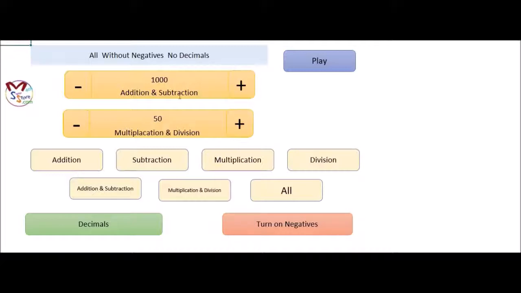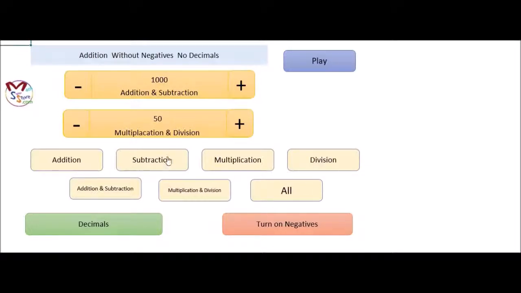Once we've selected the values of the addition, subtraction, multiplication, and division, we can choose addition. It tells you up here, addition without negatives and no decimals. I want decimals, so it's got decimals in now. I can turn on negatives. Now it's got with negatives. Now it's got with negatives and decimals. We can turn off any of these we want.